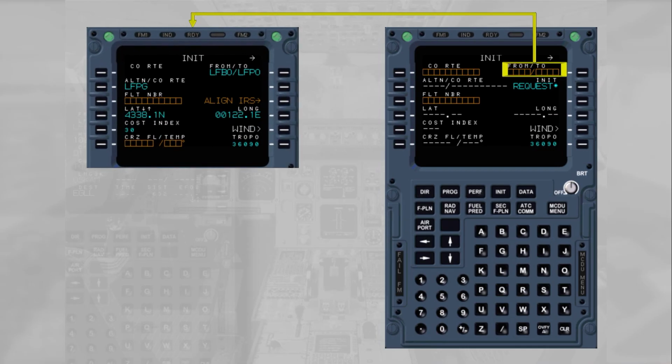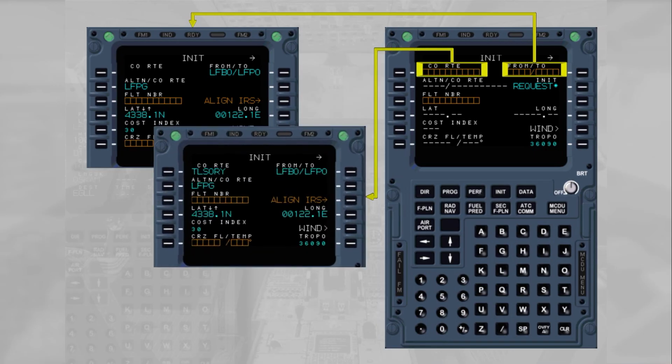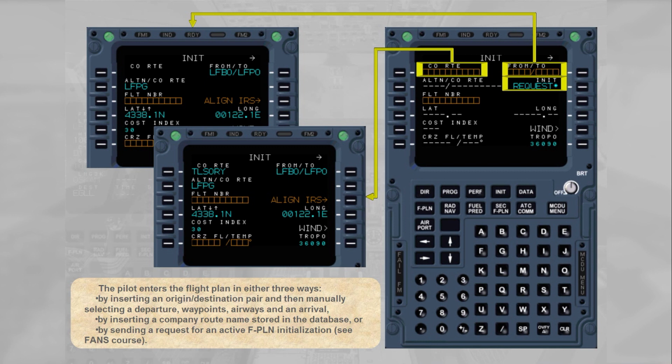The pilot enters the flight plan in either of three ways: by inserting an origin-destination pair and then manually selecting a departure, waypoints, airways, and an arrival; by inserting a company route name stored in the database; or by sending a request for an active flight plan initialization. See FANS course.